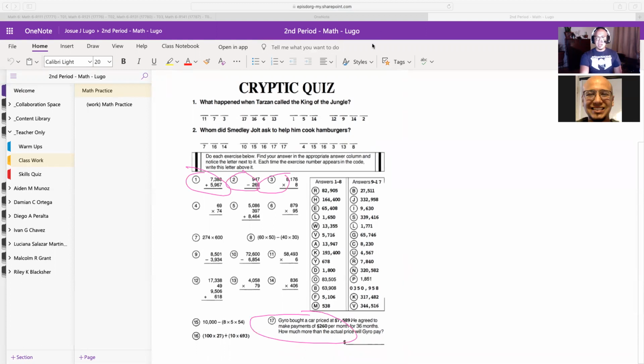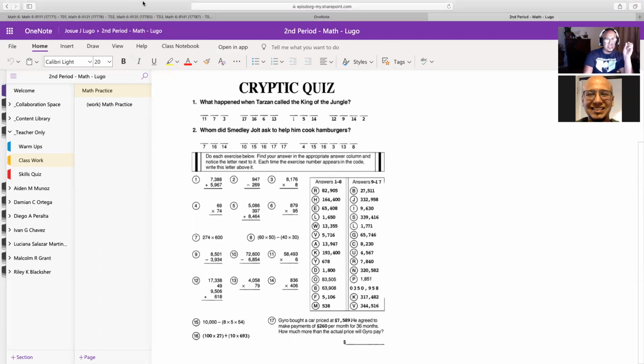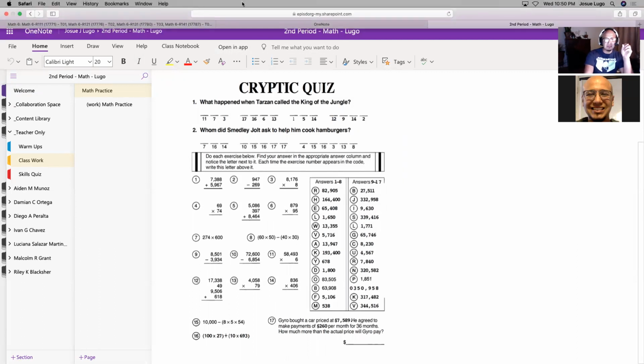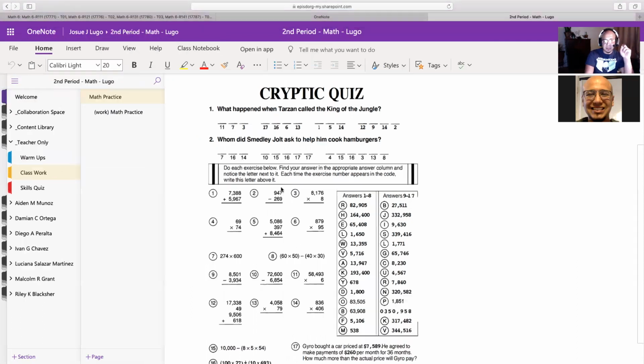Okay, and so before we actually start doing it, you might say, Mr. Lugo, it's kind of small. If you're using OneNote in your browser, some of you use the app, but most of us use it right here on the internet. You can always zoom in on a page by scrolling all the way to the top of your browser, going to View, and scrolling down to where it says Zoom in or Zoom out. Zoom in is going to make it bigger.